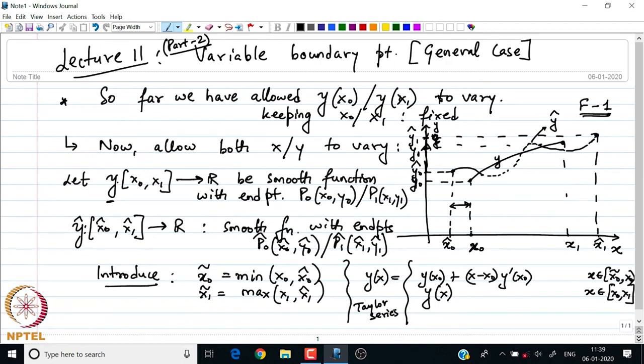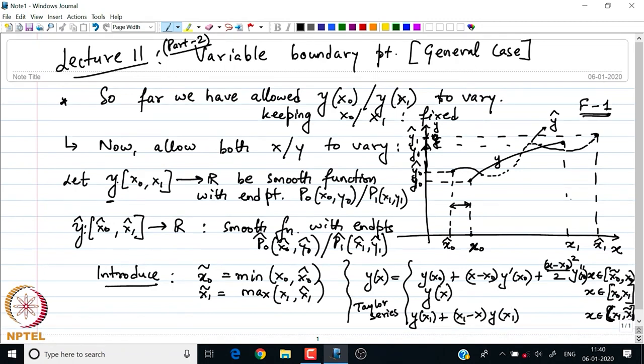So, in the Taylor series, let me also write the term up to the second order: x minus x naught squared by 2 times y double prime at x naught, and this is y of x. Then the third one is y of x 1 plus x 1 minus x times y prime of x 1. So, this is when x is in the interval from x 1 to x 1 tilde, and I do not include the point x 1.